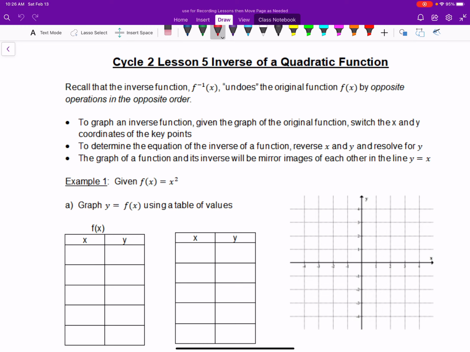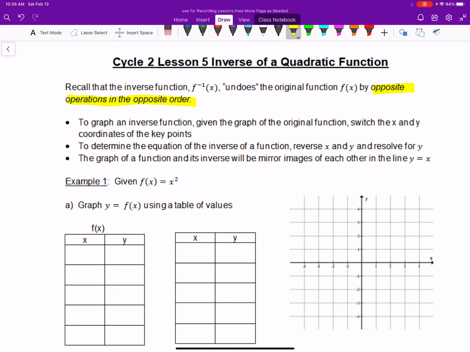In Cycle 2, Lesson 5, we're going to carry on talking about the inverse of a function, and in particular, we're going to look at a quadratic function in this lesson. So let's just remember, first of all, what an inverse function does. It's the opposite of a function. It undoes an original function by doing the opposite operations in the opposite order.